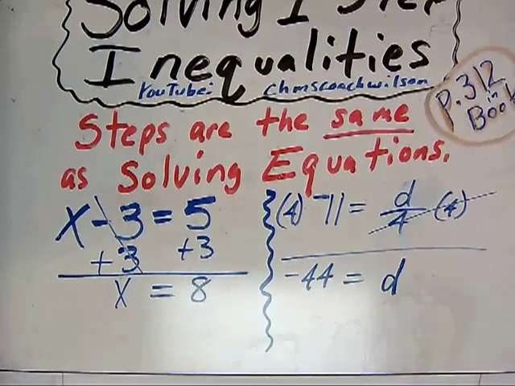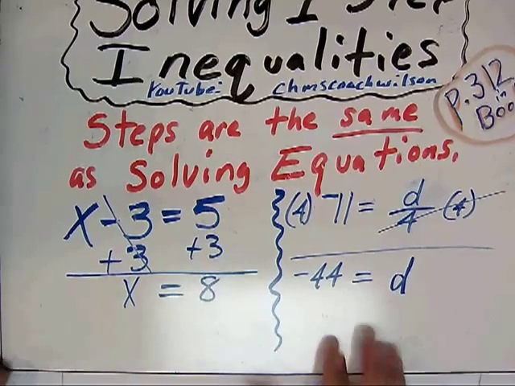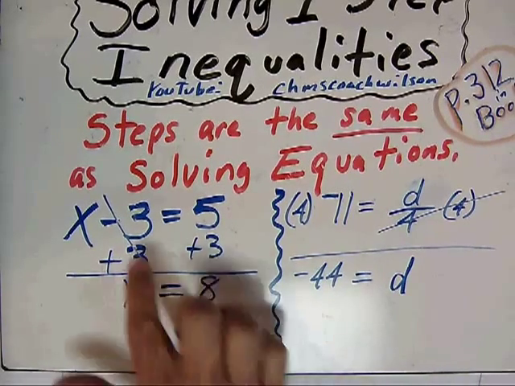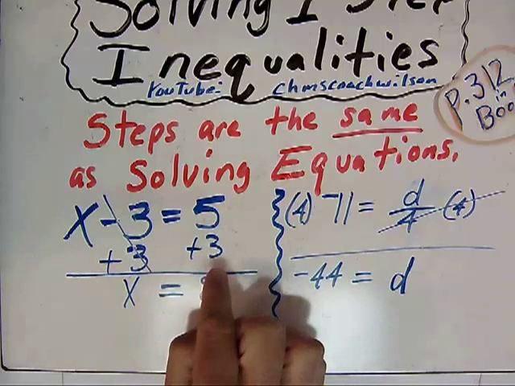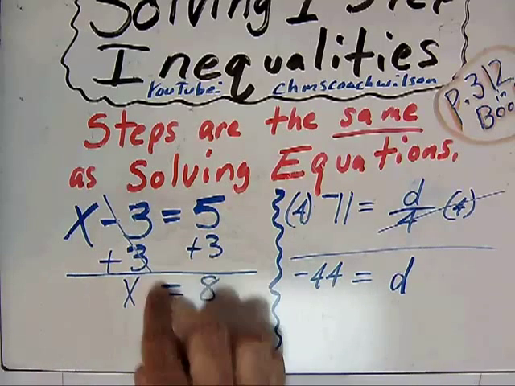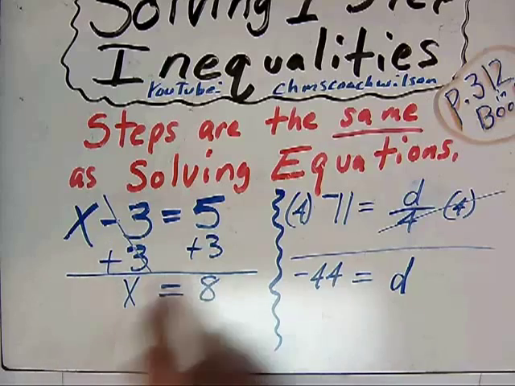So for instance, here's two equations that you should be very good at solving. Here's a subtraction one, x minus 3 equals 5. So we do the opposite, we do it to both sides. We add 3 to both sides, the 3's go away, leaves us with x, and 5 plus 3 is 8.